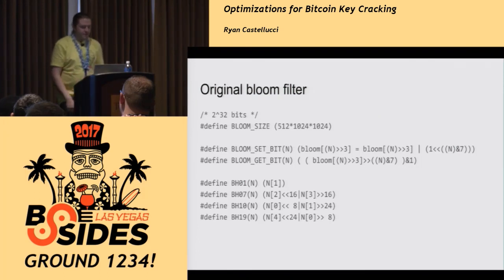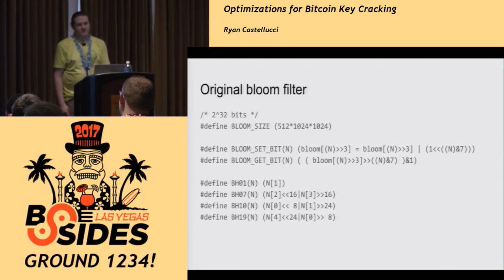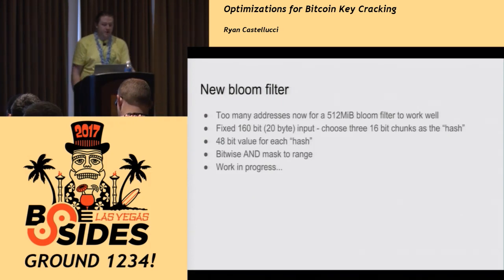The way this particular algorithm works is it takes the public key as an array of 5 32-bit values. There's a couple of hashes that just take one of the values, and others that take certain parts of one of the values, bit shift them around, and OR them together. And again, this works perfectly fine, except that now Bitcoin has, I think last time I checked, close to 300 million addresses since the beginning of time.